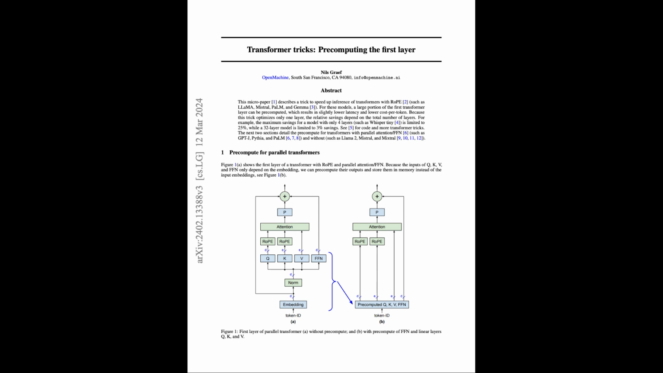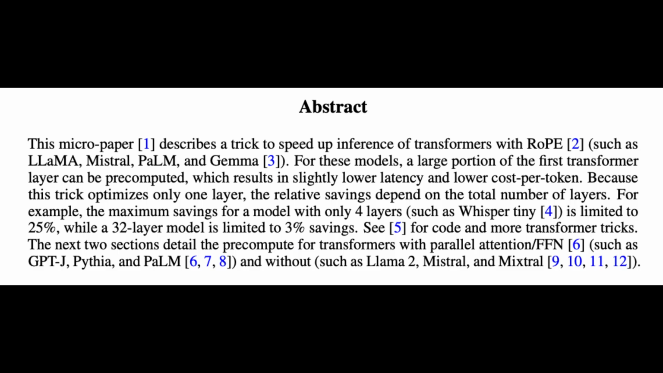It's like we're trying to soup up the engine of a race car to get even more speed and performance. But in this case, the race car is a powerful AI model. And that's exactly what this paper we're going to be looking at is all about. It's called Transformer Tricks, Precomputing the First Layer by Nils Graef. And it's in this really cool micropaper format, which I think is a neat trend that we're seeing more and more of, where people are just getting to the point. I like bite-sized research.